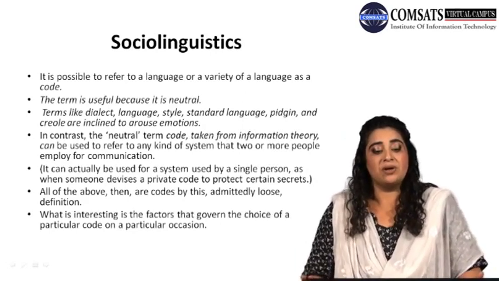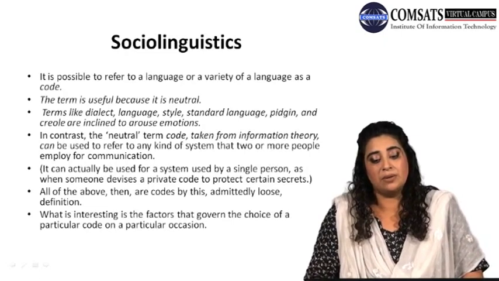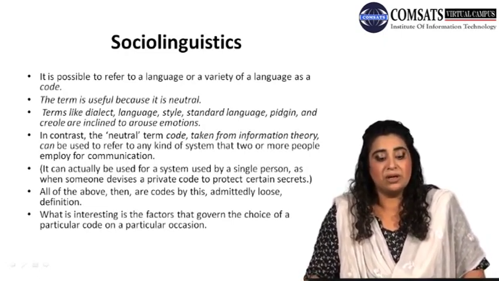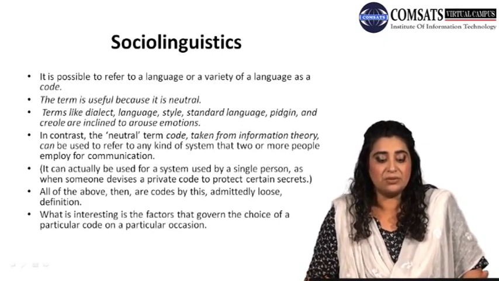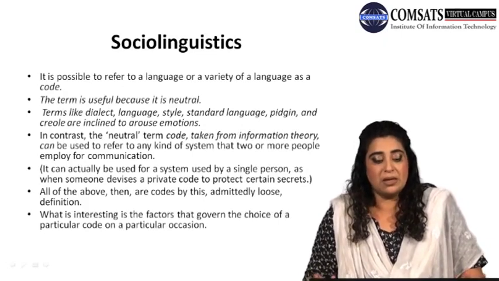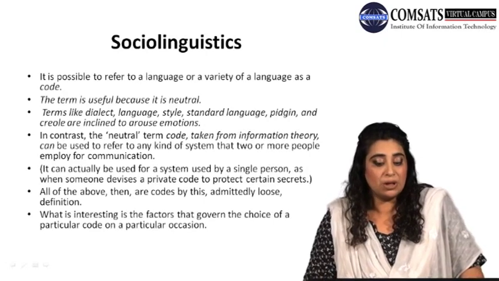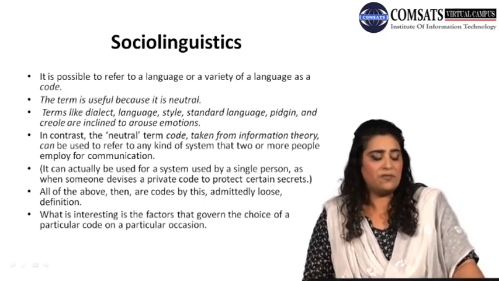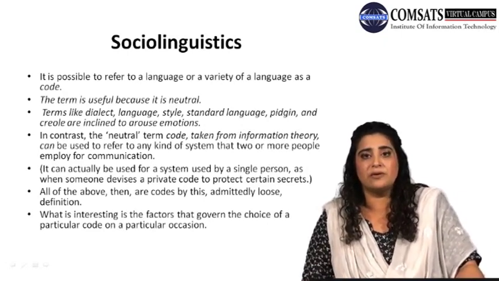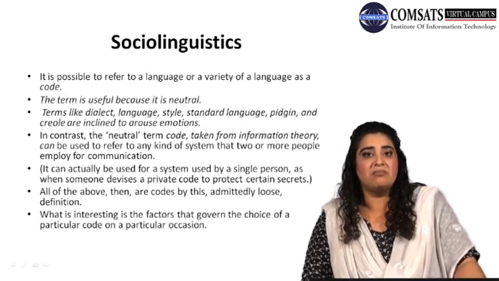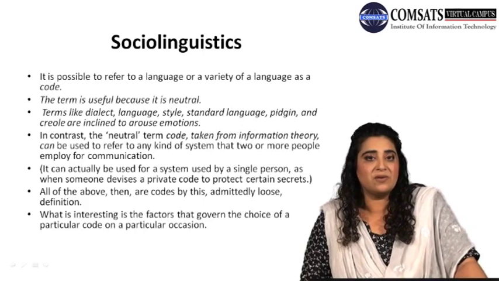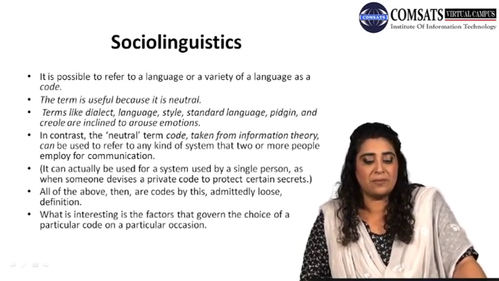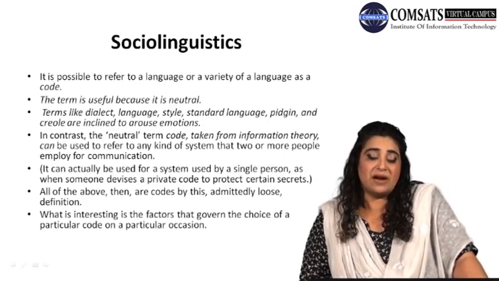Taken from information theory, it can be used to refer to any kind of system that two or more people would employ for communication. It can actually be used for a system used by a single person, as when someone devises a private code to protect certain secrets. We do that even with our laptops, computers or cell phones. We apply a personal code, something numerical or some words or a name or even our birth dates or some private information that we use to protect it from anybody else using it without our permission.